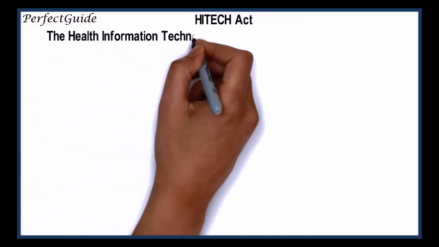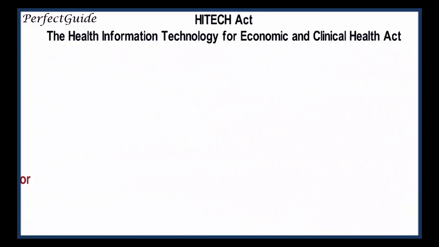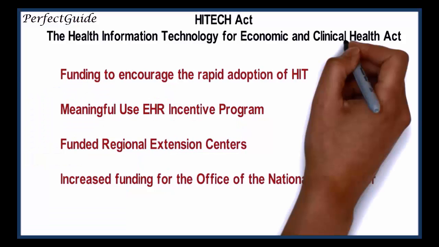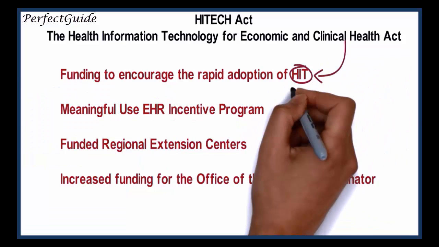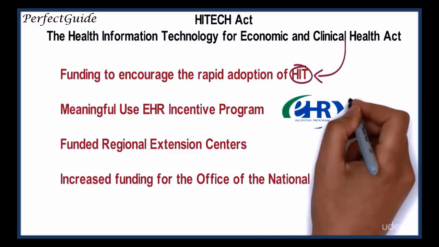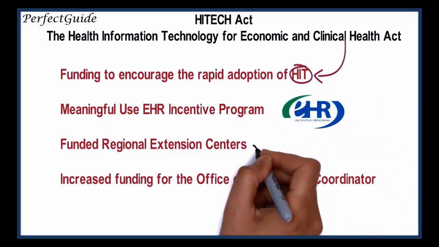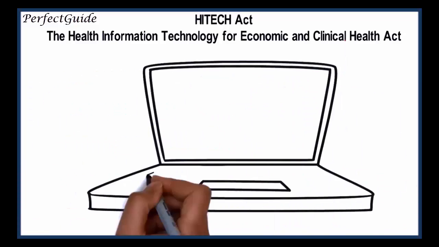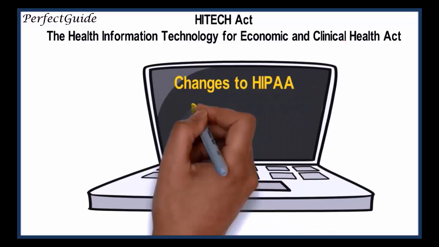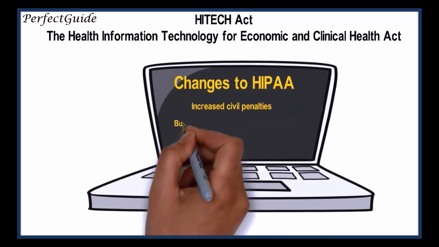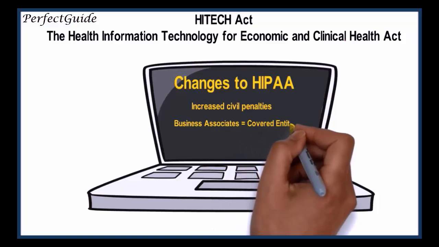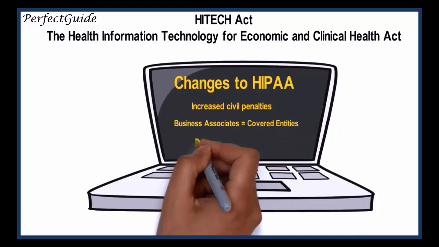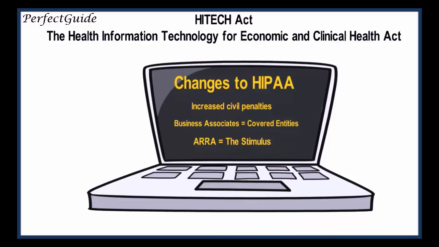HITECH is the Health Information Technology for Economic and Clinical Health Act. The HITECH Act provided funding to encourage the rapid adoption of HIT. It established the Meaningful Use EHR Incentive Program, funded regional extension centers, and increased funding for the Office of the National Coordinator. The HITECH Act also made many changes to HIPAA, including increased civil penalties and requiring business associates to comply with HIPAA to the same extent as covered entities. The HITECH Act was enacted as part of the American Recovery and Reinvestment Act, or the ARRA, commonly known as the stimulus.